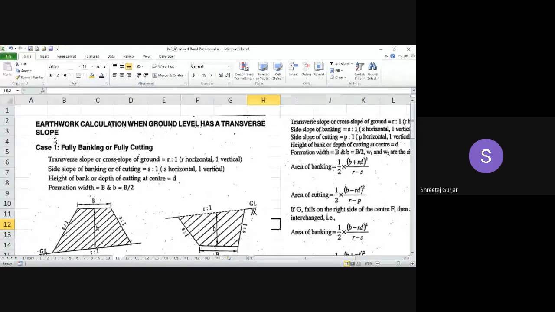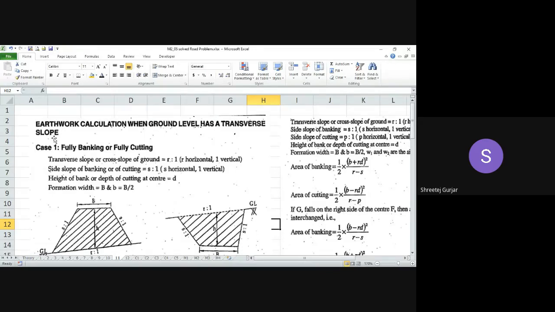Okay, or we may have what? We may have a level road wherein a formation level does not have any rise or fall. It is a level road. So we have solved that kind of numericals. Now in the next kind of numericals, we also have a transverse slope.